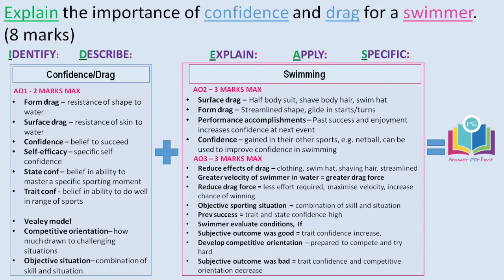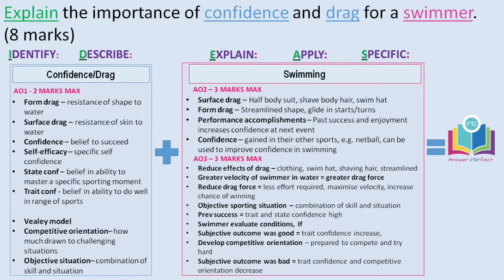We would then look at the AO3, the analysis thing. This is where you need to really delve into the question, so explain how important confidence and drag is for a swimmer. Okay. Now, we can go into a little more detail here. Remember, this section is worth 3 marks maximum. Okay. So, how does a swimmer reduce effects of drag?